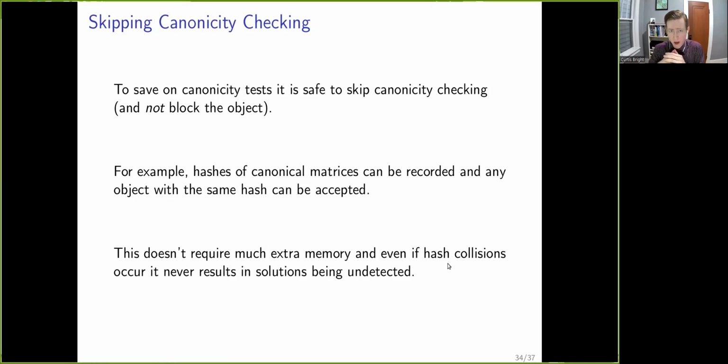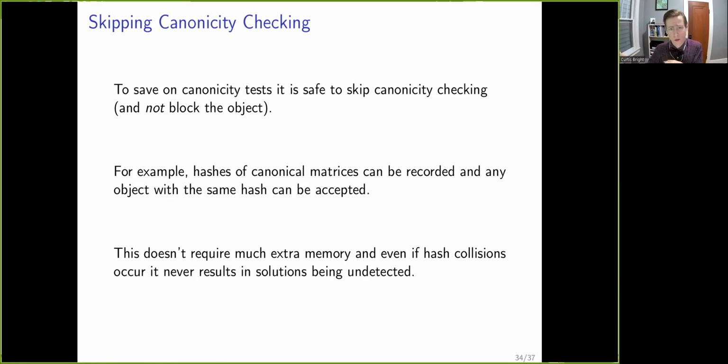In practice, you really do want to limit the number of canonical checks that you do, particularly when the matrix is more than likely canonical. You don't want to be giving the same canonical matrix to the CAS, because every time you make that call there's an overhead associated with it. But one simple observation is that you can skip canonical checking whenever you like, as long as you don't block the object. So whenever you see a canonical matrix, take the hash of it and then store that.